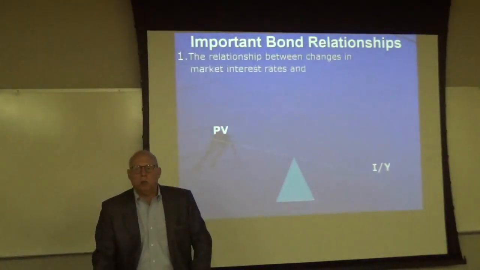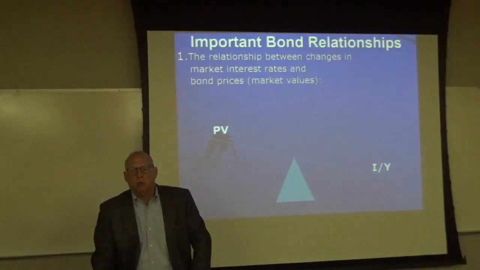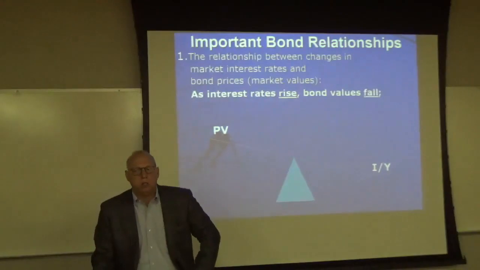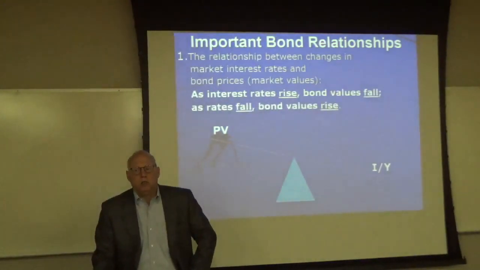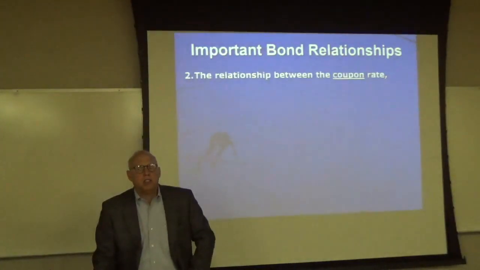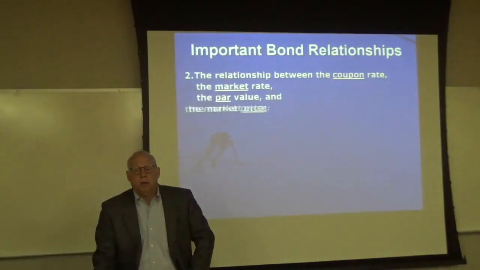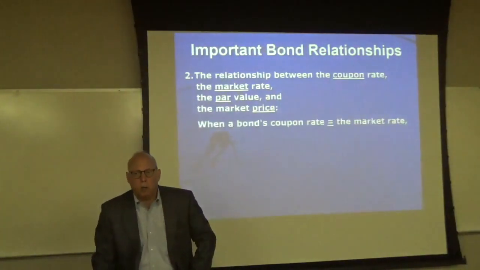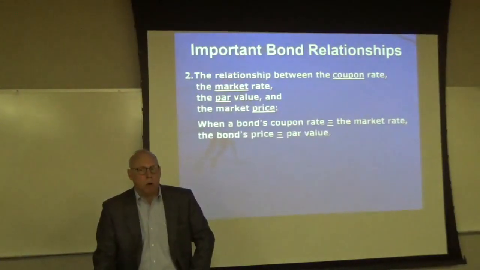So the relationship between changes in market interest rates and bond prices, which is market value: as interest rates rise, bond values fall. As interest rates fall, bond values rise. So please remember this. You're going to see it on a test. The relationship between the coupon rate, the market rate, the par value, and the market price. How are these things related? Well, clearly we've already talked about it. When a bond's coupon rate equals the market rate, then the bond's market price will equal the bond's par value.